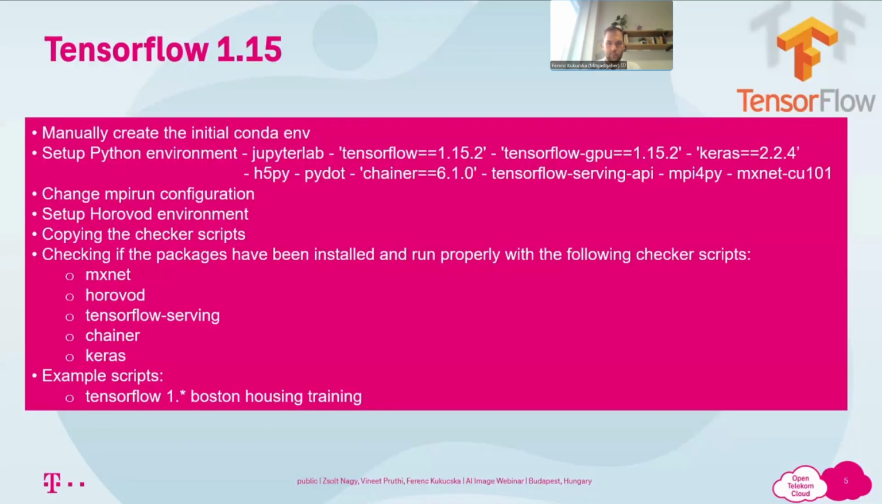TensorFlow 1.15. The first one is the good old TensorFlow. As many of you know, it was originally developed by the engineers and researchers at Google. These bullet points tell you all the essential steps we did to create this Conda environment. As I said a minute ago, we wanted to include an older and newer version of each AI framework, so it was no question that we include a native TensorFlow version that is still being used by a lot of people nowadays. That's why we chose TensorFlow 1.15.